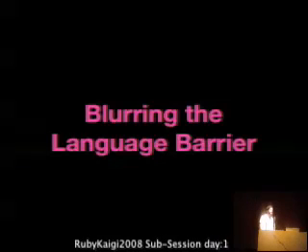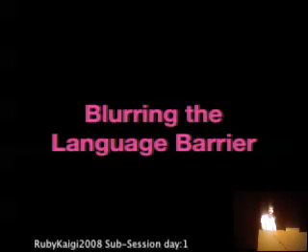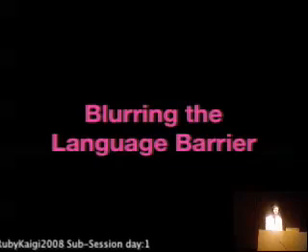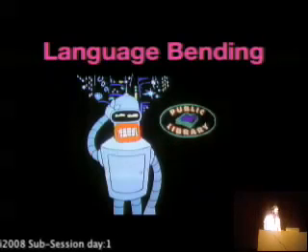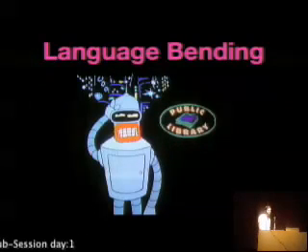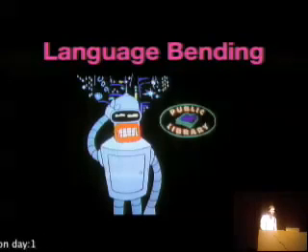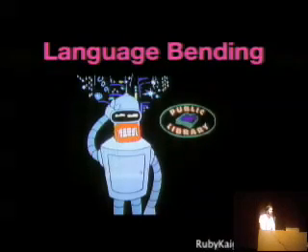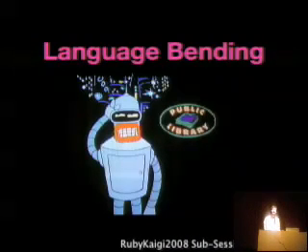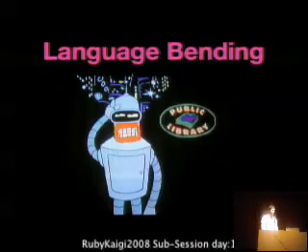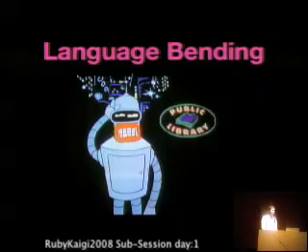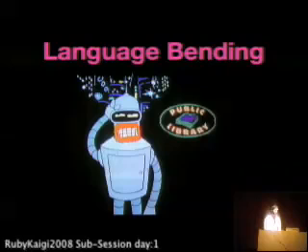My talk is titled Blurring the Language Barrier, but first I'd like to talk about language bending. Now, language bending is something that we do every day. We integrate Ruby with Java to write Java programs in Ruby. We write new languages, like domain-specific languages using Ruby. We might change our language because it doesn't have the libraries we need, or maybe the language is missing something. But these techniques aren't limited to just Ruby.